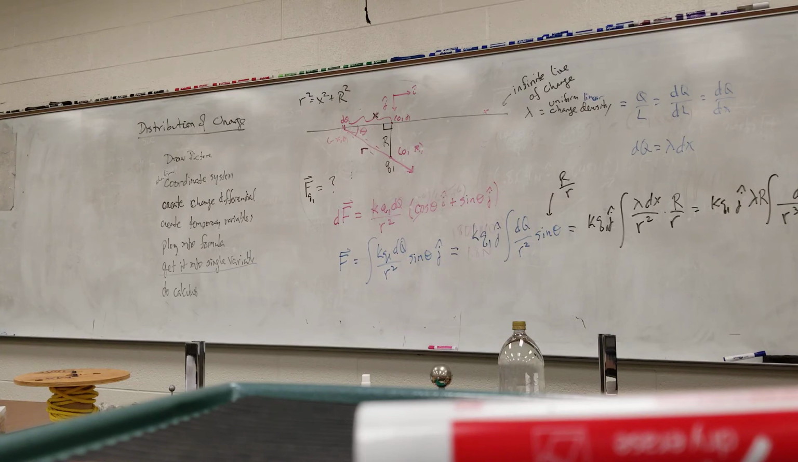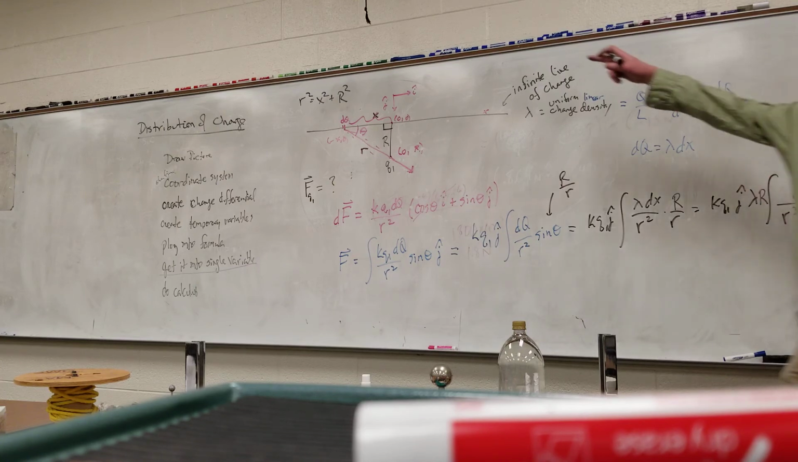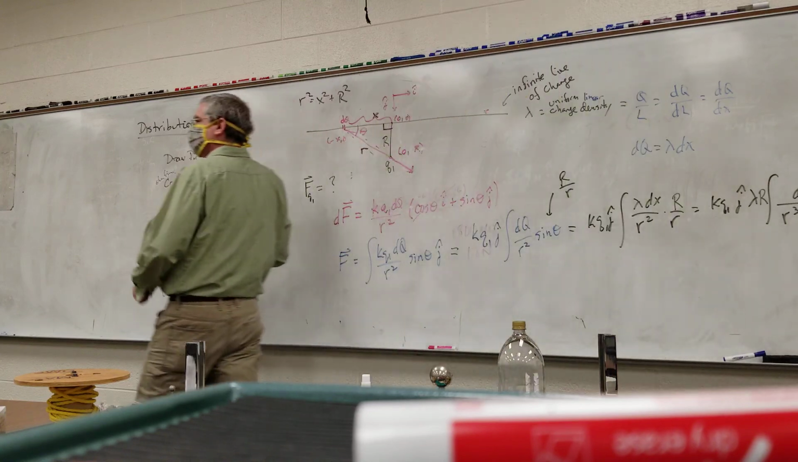R j hat integral of dx over x squared plus big R squared to the 3/2. I now have a single variable. Did you already integrate that? I haven't integrated anything yet. All I've done is get it in terms of a single variable. Why was the 3/2? Okay. Because it's r cubed, I know r squared is this. Thank you. Okay.